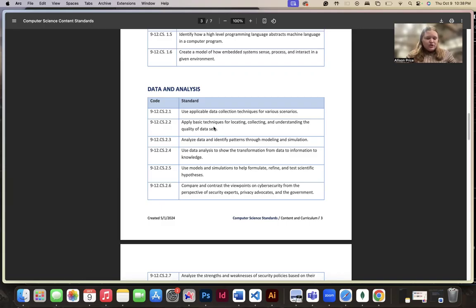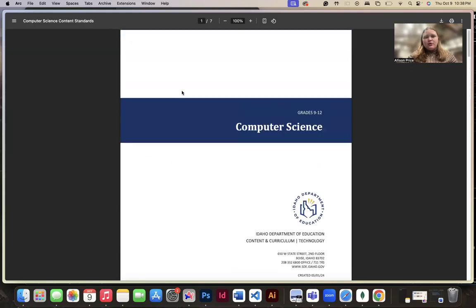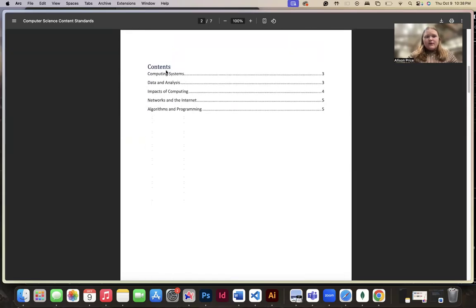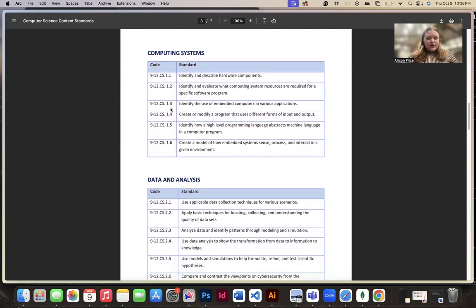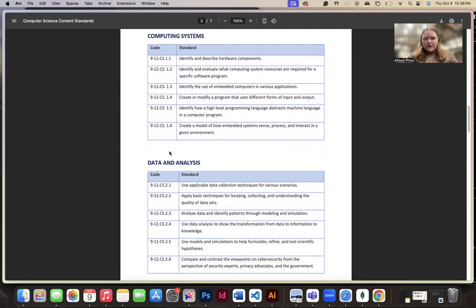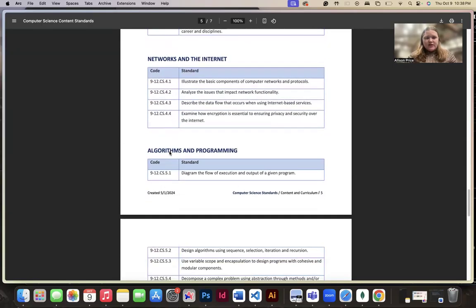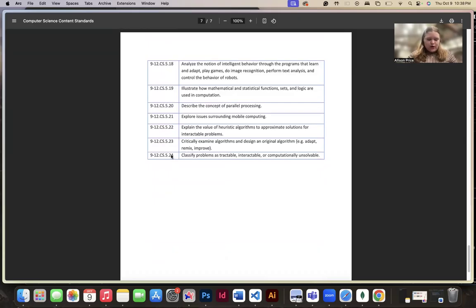For the third question, how is your standards document organized? So for mine, I did the computer science grades 9 through 12. As you can see, there's five different sections, and in between these, there are anywhere between four, I think, is the lowest number of standards in a section. Yeah, four, and the highest is 24.